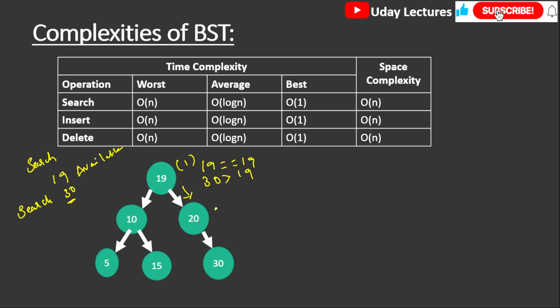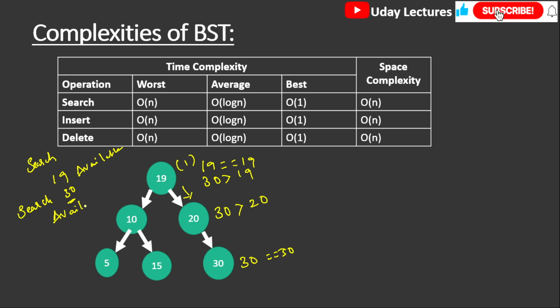20. Again we make a comparison, and again 30 is greater than 20. You have to again go to the right subtree of this particular node. And here you can see that 30 is equal to 30. So we can say that 30 is available in the binary search tree.